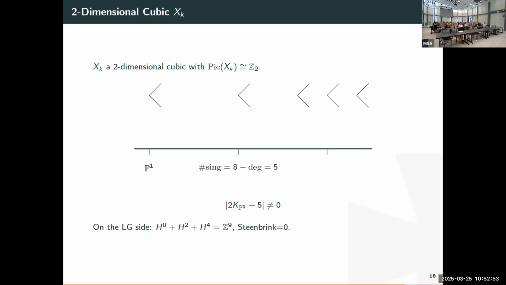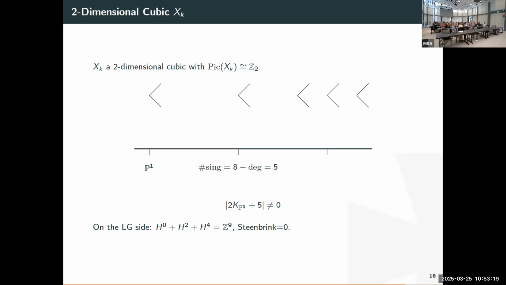So Manin's criterion in this case is that over this field, the two-dimensional cubic is not rational if and only if this linear system over the base is not empty. So in this case, we have -4 + 5, which is certainly not empty. So now this is how we can show that this two-dimensional cubic over this field is not rational.